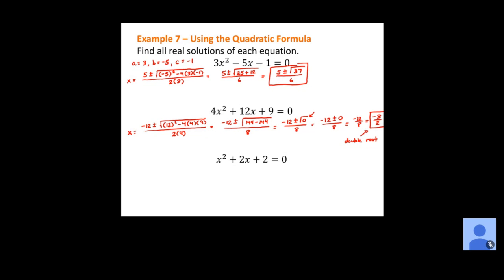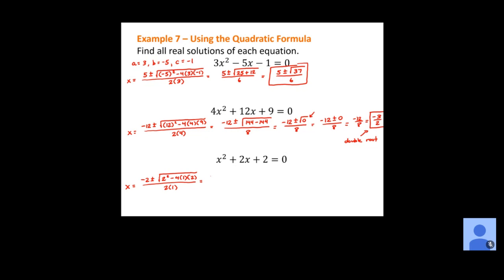All right, now the last one here, again, we want to use the quadratic formula. So we've got x equals, I'm going to start with our negative b, so that's negative 2, plus or minus the square root of b squared, which is 2 squared, minus 4 times a times c, so that's 4 times 1 times 2. And all of that is going to go over 2a, which is just 2 times 1.